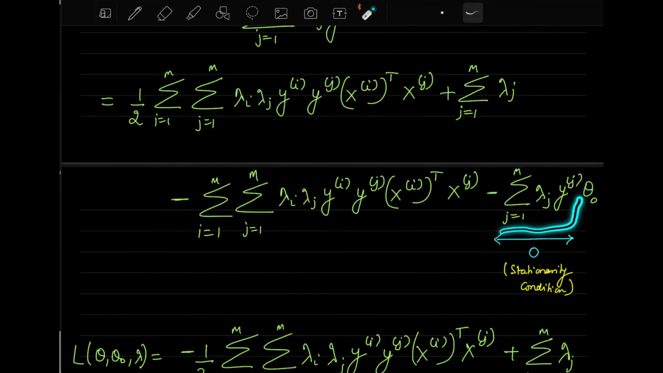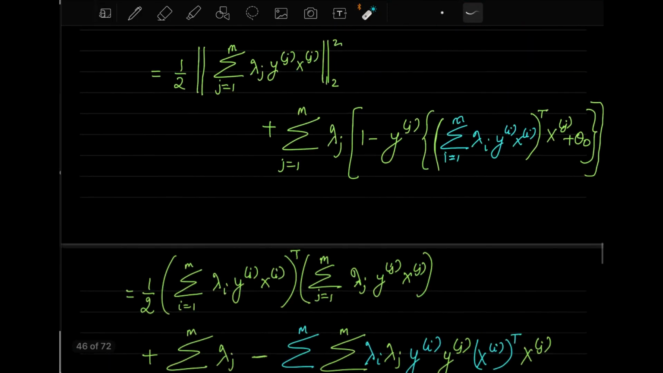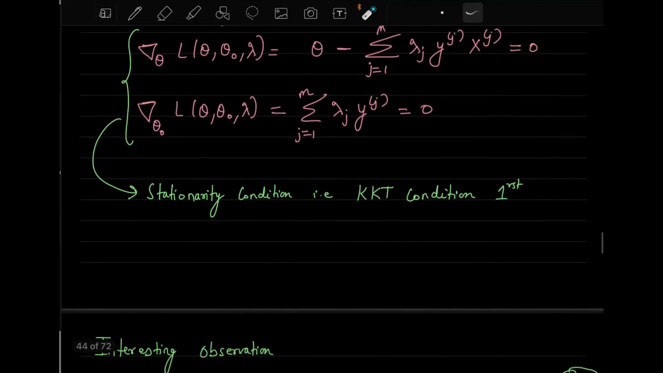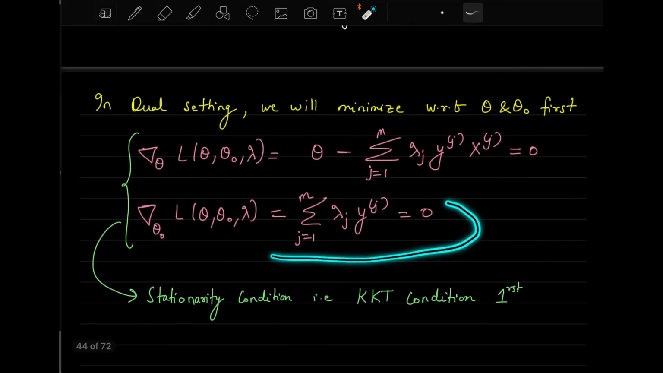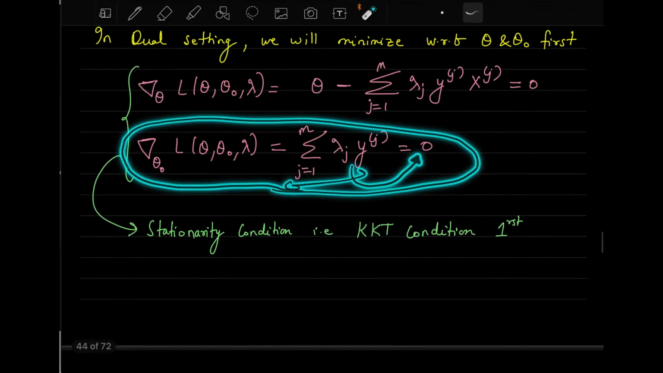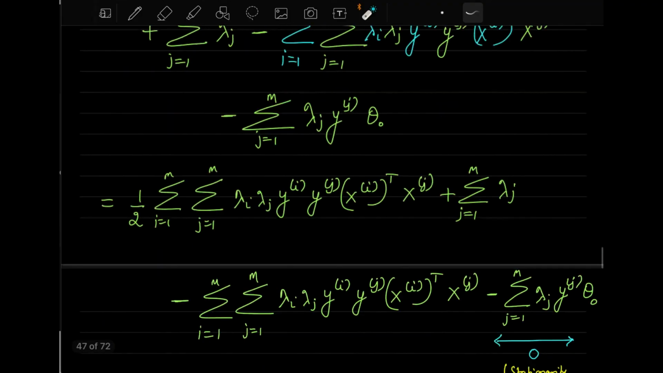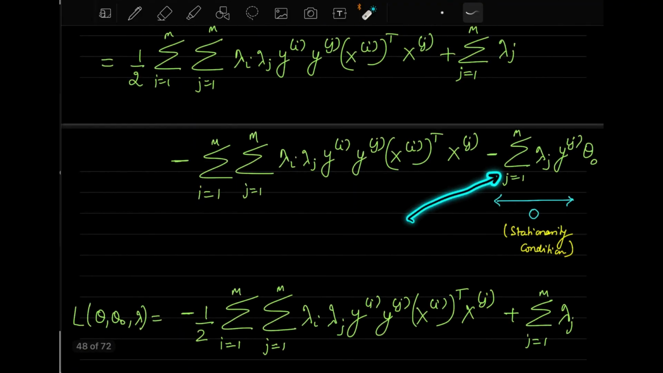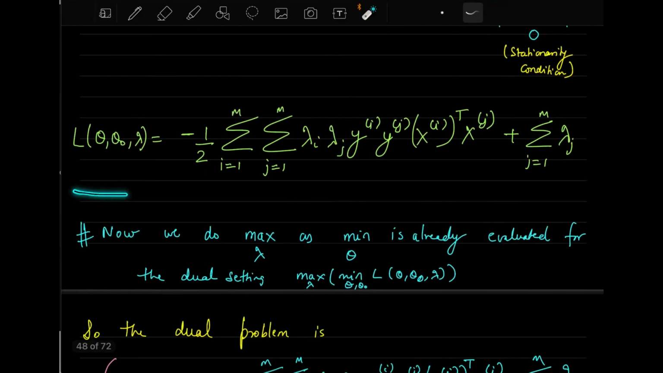This thing is 0, and the reason for this being 0 is that it comes from the stationarity condition, which is actually here, this one. As we have already calculated it here that this particular thing is 0, I am using this thing as 0 in the evaluation, so that finally we get this as the answer.